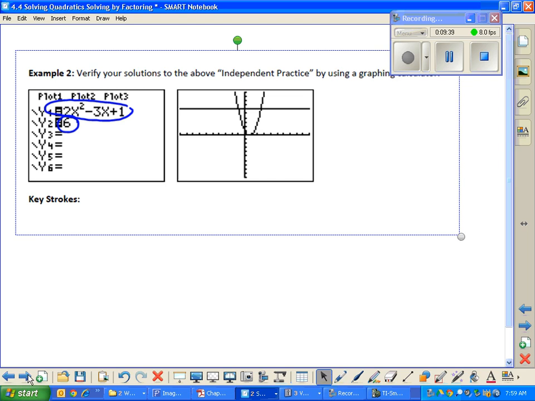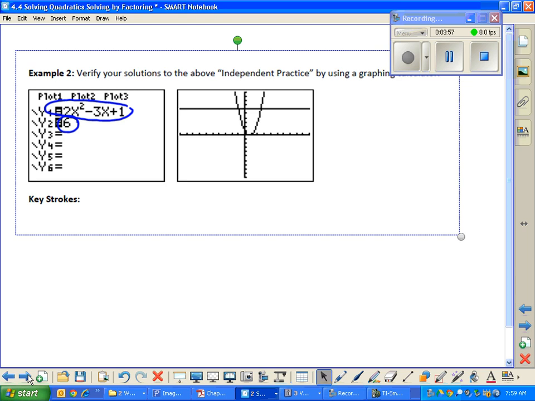What's interesting is when we set one side of an equation equal to another, what we're actually trying to find is the places where these graphs intersect, right? Think back to our unit on systems of equations. We're ultimately just trying to find places where these two things meet.